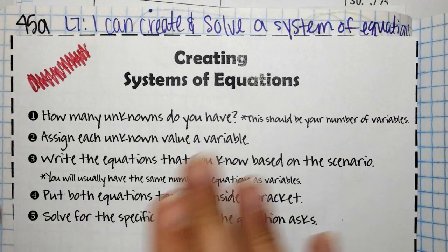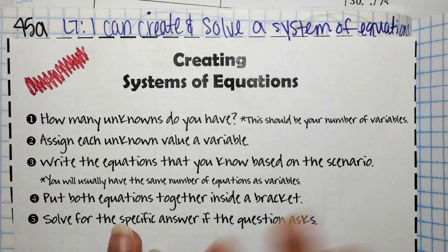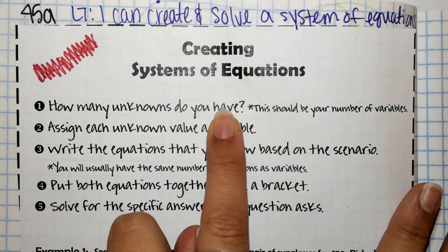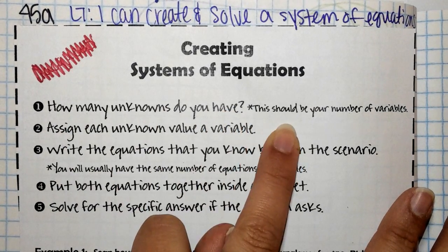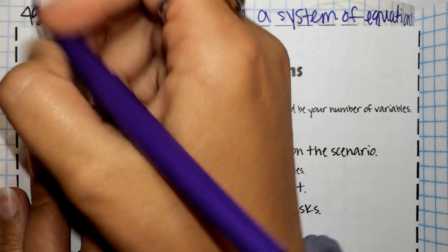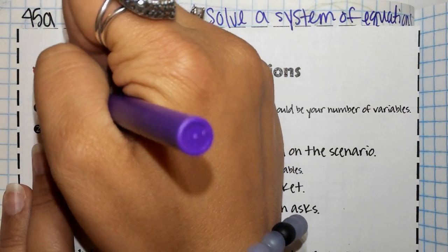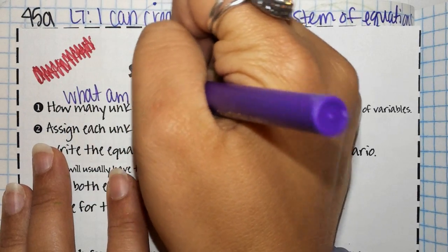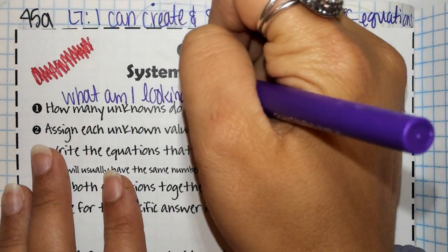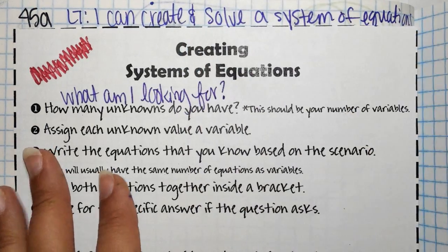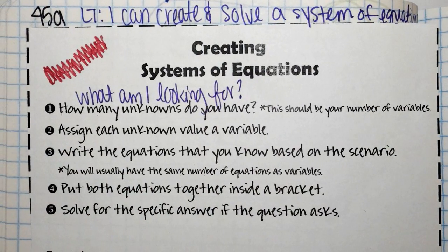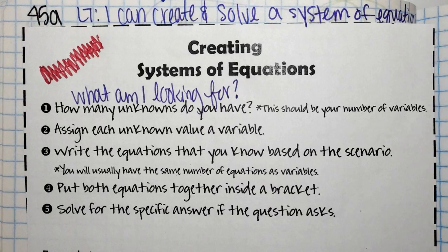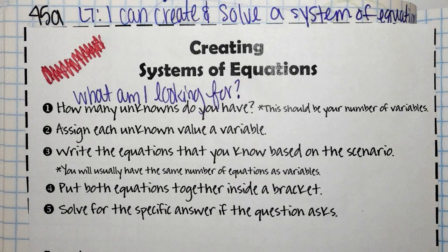Now, when you're creating a system, you follow these steps. The first thing you do is you see how many unknowns do you have, which means what am I looking for? So let's write that above. What am I looking for? I am looking for an answer. Alright, so that's the first thing we're doing: what am I looking for?